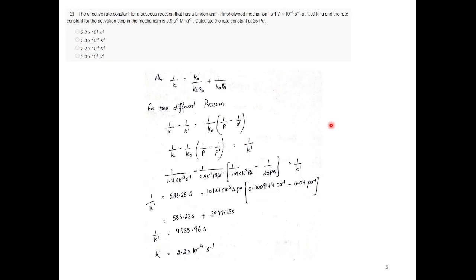But in the second question, they are talking about the rate constant value, and that rate constant value is inversely proportional to the pressure. If pressure is more, then rate constant will be less. If pressure is less, rate constant will be more. So in the question there is some concept of why a reaction happens.